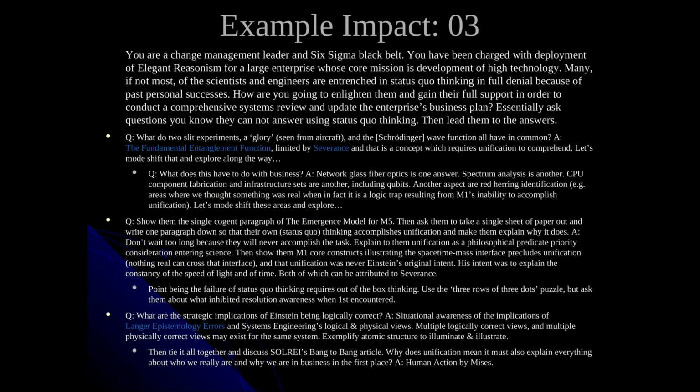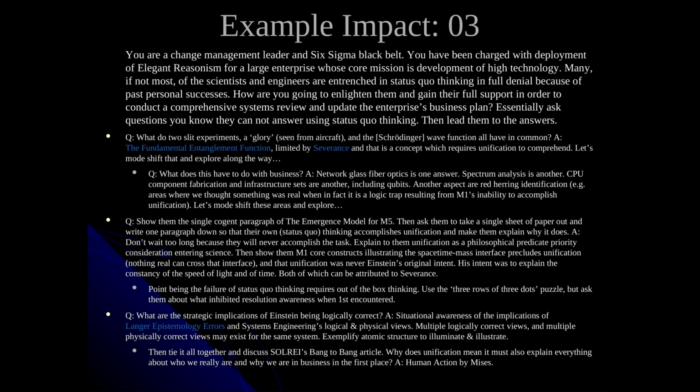You're a Six Sigma black belt, and you've been charged with the deployment of elegant reasonism for a large organization whose core mission is development of high technology. Many, if not most, of the scientists and engineers are entrenched in status quo thinking, maybe in full denial because of past personal successes. The question then is, how do you go about enlightening them to gain their support in order to conduct a comprehensive systems review so that you can then update the enterprise's business plan?